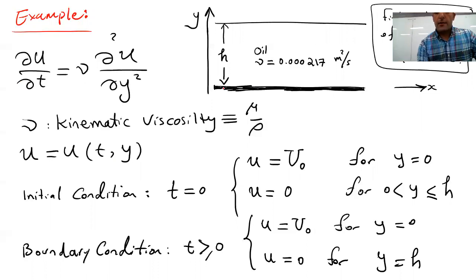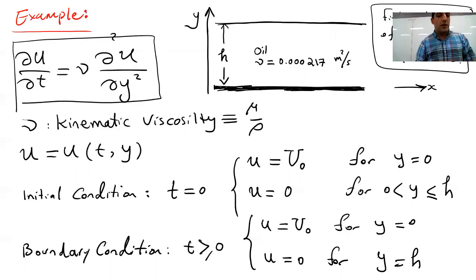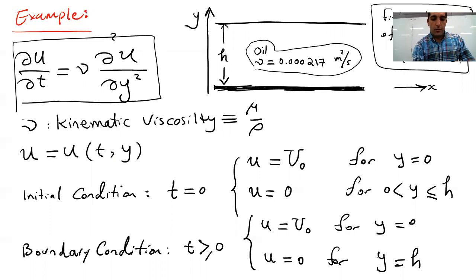Remember, we had two plates parallel to each other. The top plate remains fixed. The bottom plate suddenly starts moving at 40 meters per second to one side. And this is the Navier-Stokes equation. If you drop those terms that we don't want, it's a 1D transient case. So we end up having del U over del T equal to kinematic viscosity, second derivative of U with respect to Y. We have a value for kinematic viscosity, assuming we know the fluid, which is oil.